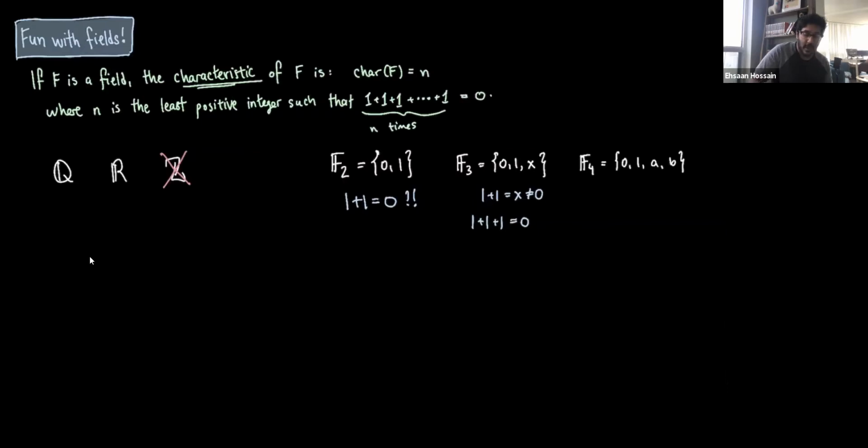So for example, F2, this field has characteristic 2. The characteristic of F2 is 2 because 1 plus 1 is 0. The characteristic of F3 is how much? 3. What's the characteristic of F4? 4.